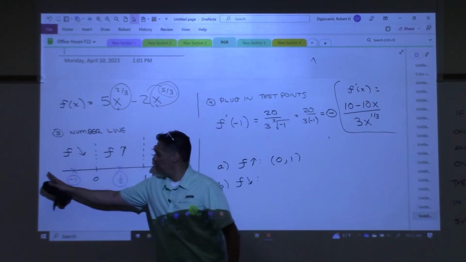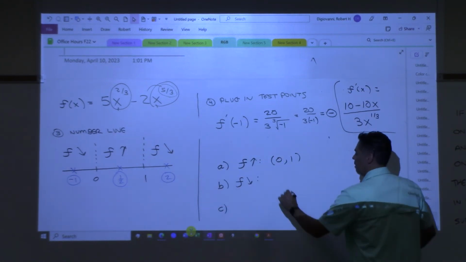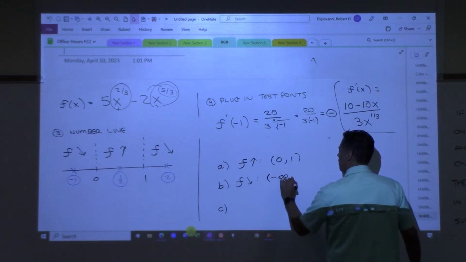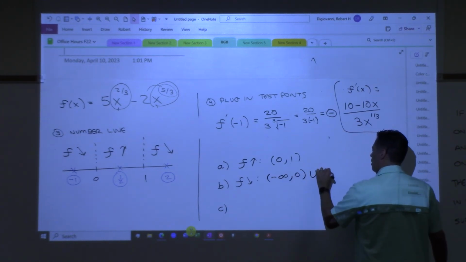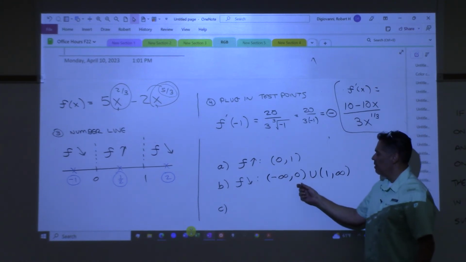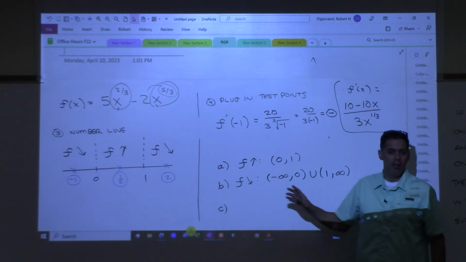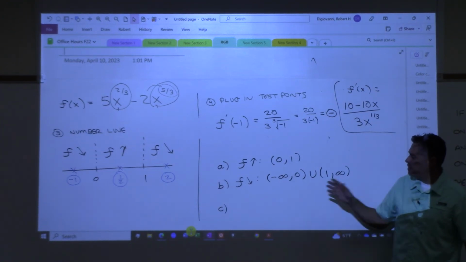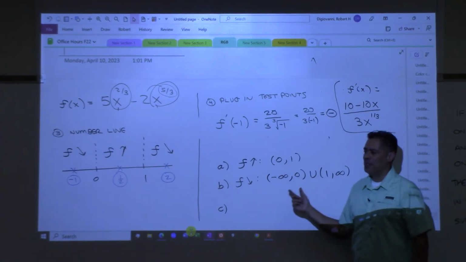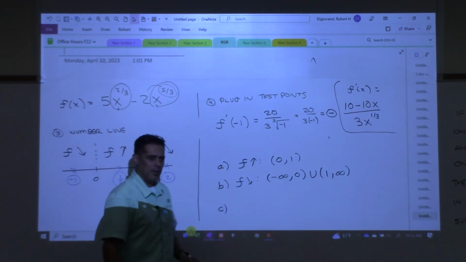Well, to the left of 0, right? And to the right of 1. So to the left of 0, union to the right of 1. So everything from 1 to the right forever, and then everything from 0 to the left forever. Mistakes I see students make when they do this is they'll accidentally put the test points in here instead of the actual critical numbers.